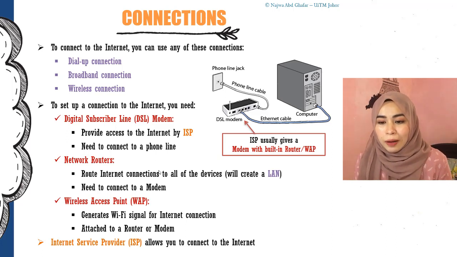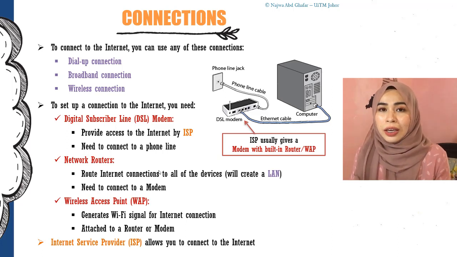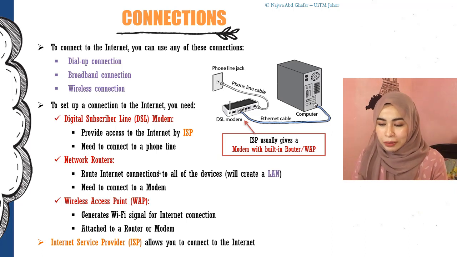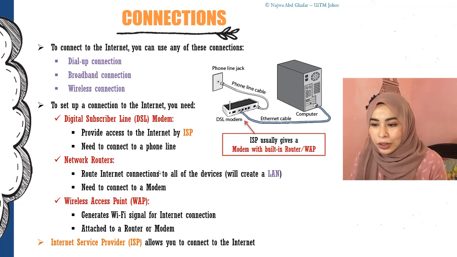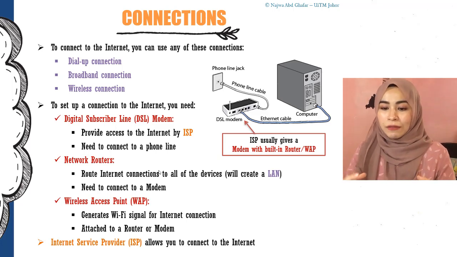All right, so this modem will then be connected to a phone line. All right, but with DSL modem, it has two connections, where if you use the phone, okay, you won't disturb the internet line, because they are now two different connections. Okay, so when you have a modem, ISP usually gives a modem with a built-in router or WAP. Okay, a network router, or router, will route internet connections to all of your devices, which will create a LAN.